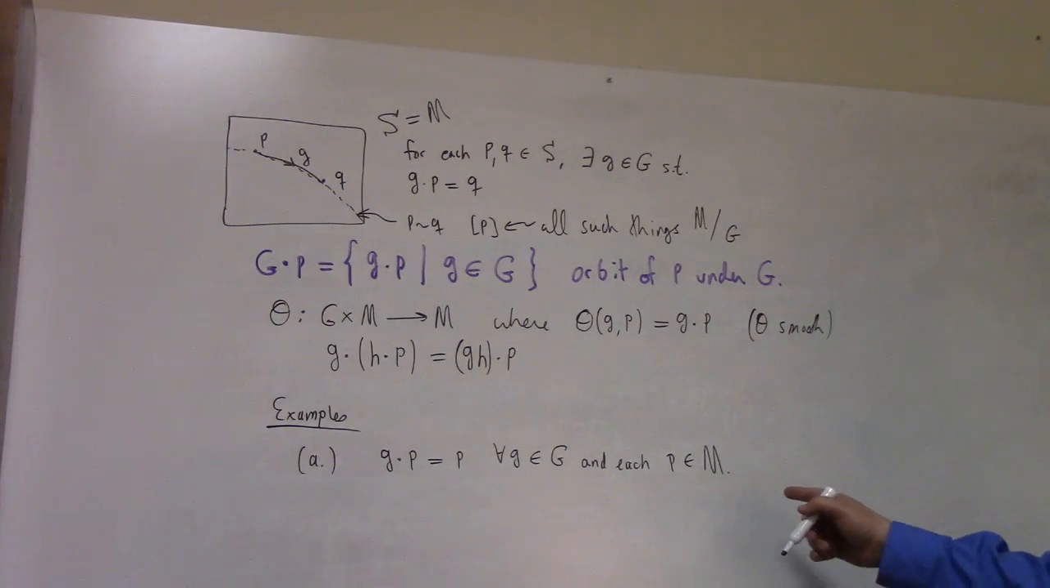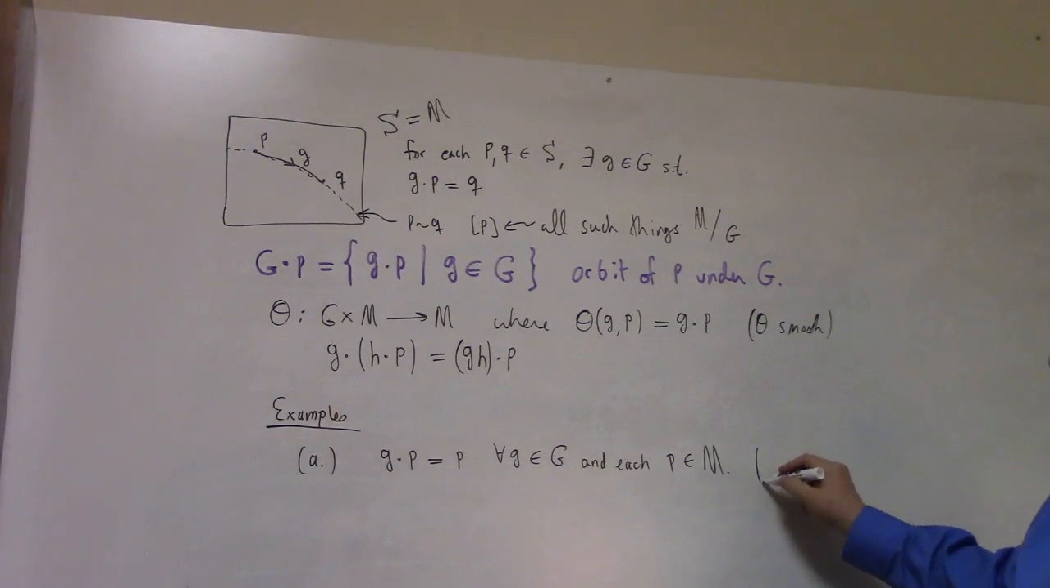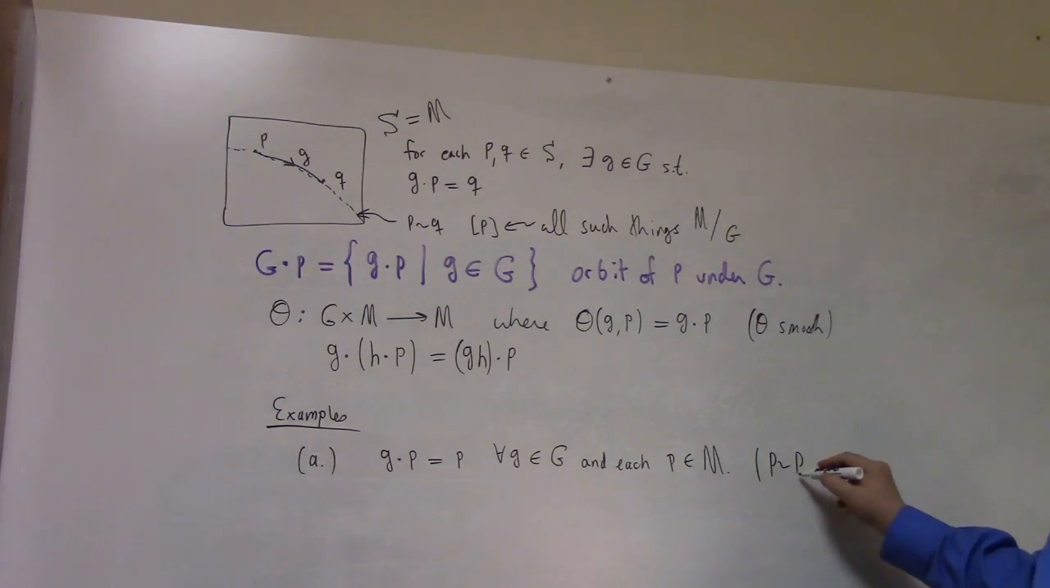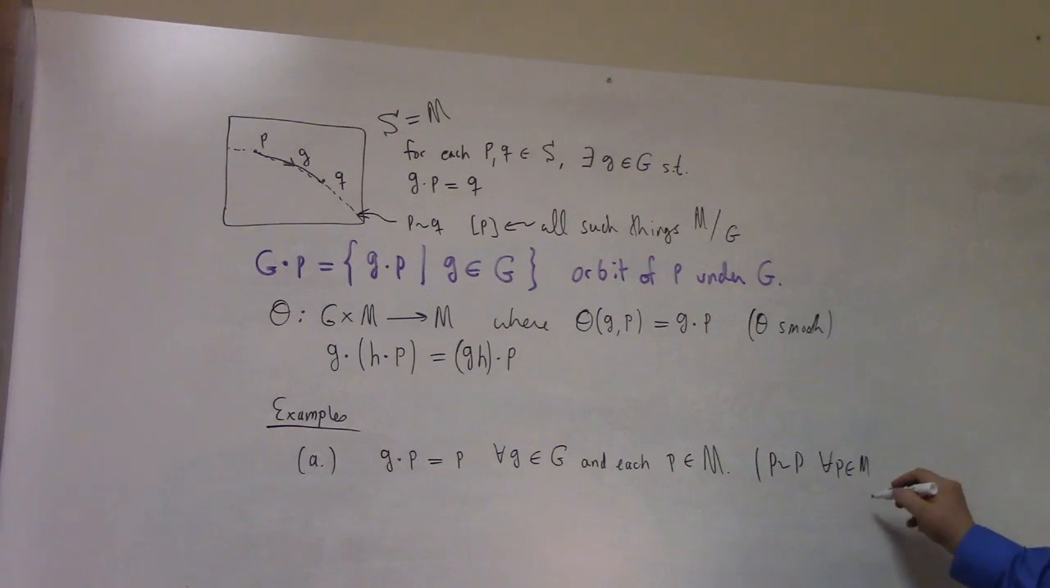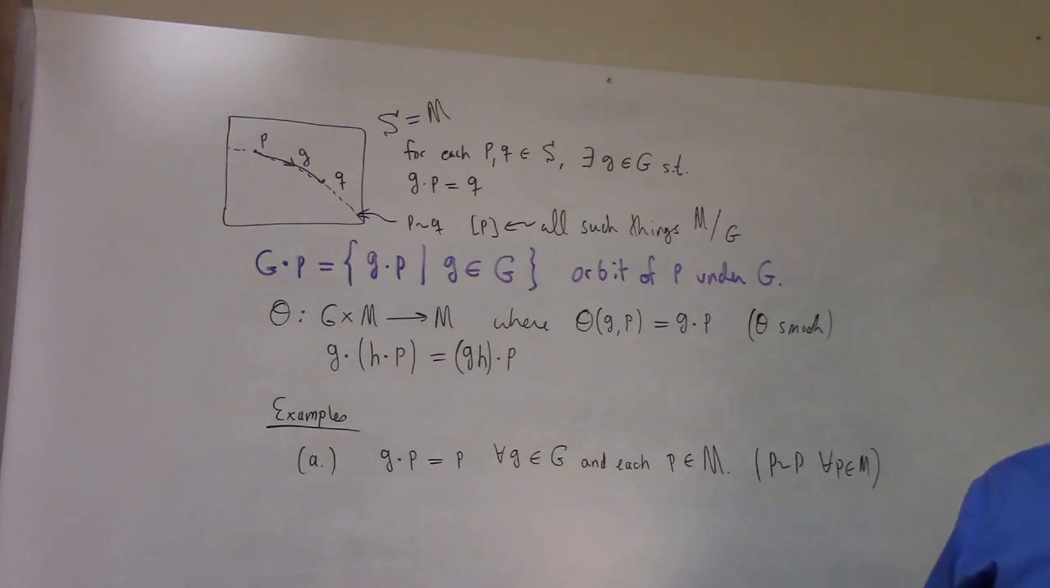This one's stupid. This just says that P is equivalent to P for all P in M. Like the orbits are points, so you're identifying a point with itself. So in this case, this is just M again, which is very silly, as he says. He actually says the orbit space is equal to M, and it's a smooth manifold for silly reasons. He literally says that in here. It's for silly reasons, yes.